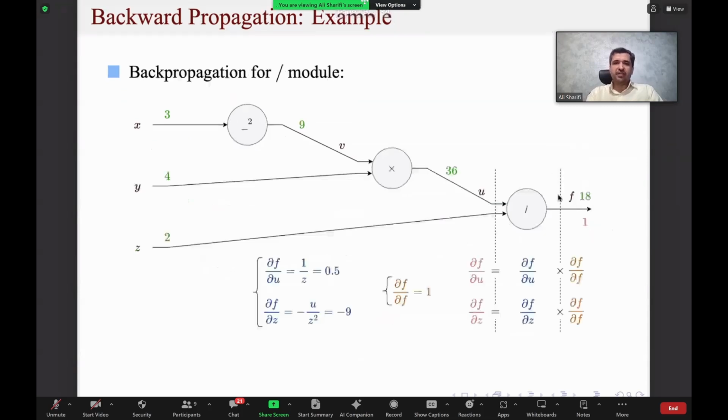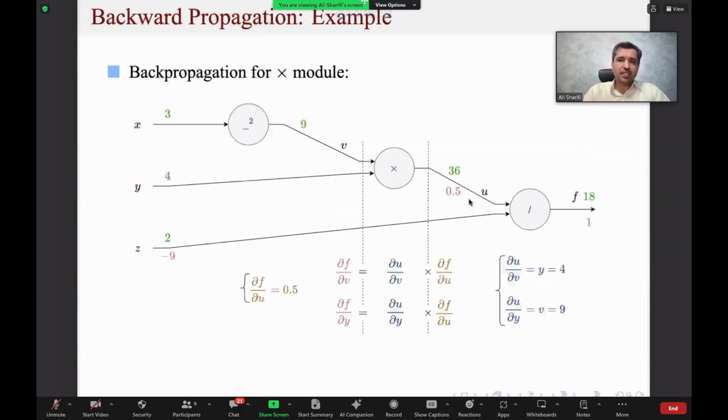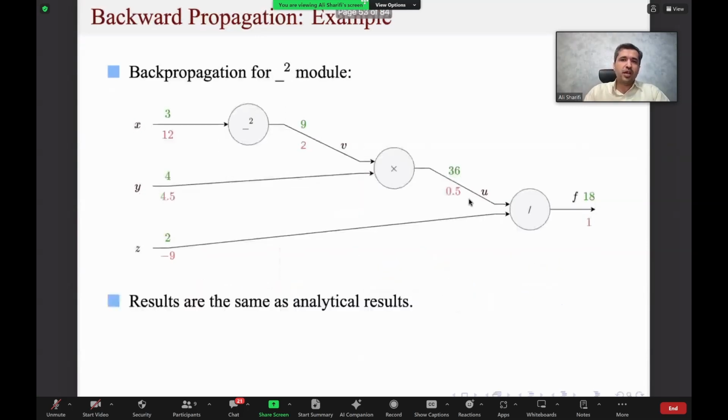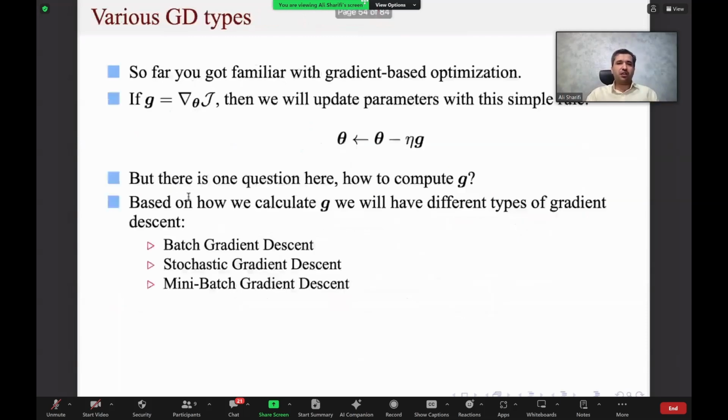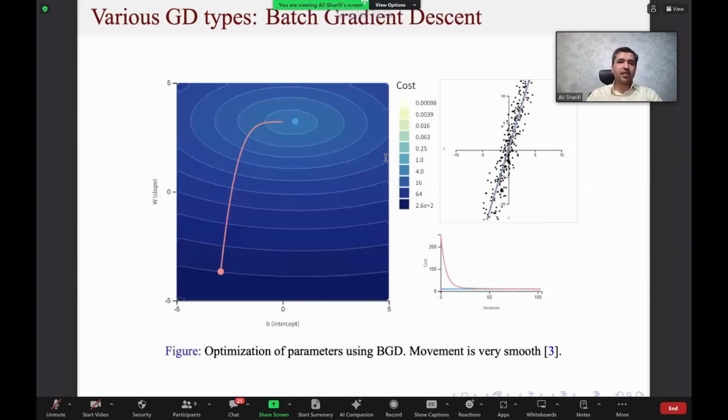And del F to del F is simply 1, but we can back propagate the values based on this chain rule to compute all of these values, and based on the very simple gradient descent that I described, we can update the parameters here. So there are many ways of doing it.